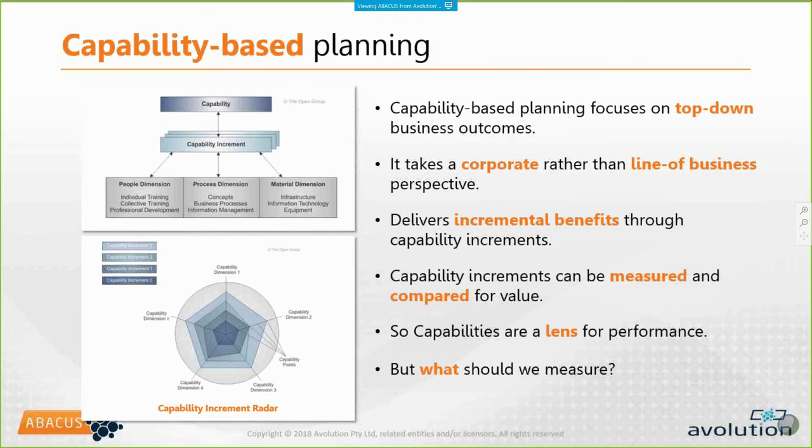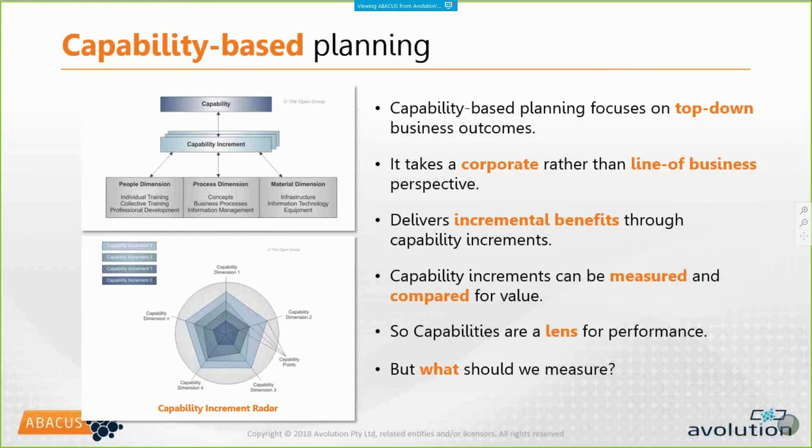And TOGAF talks about incremental benefits, talks about capability increments that deliver continuous value. So as you move through that roadmap, you're not having to wait 5 years before the business sees any value. They're seeing incremental value each time you're delivering an increment, each time you're delivering effectively a transition architecture. And so we can actually measure these increments and compare them for the value they're providing on a number of different dimensions.